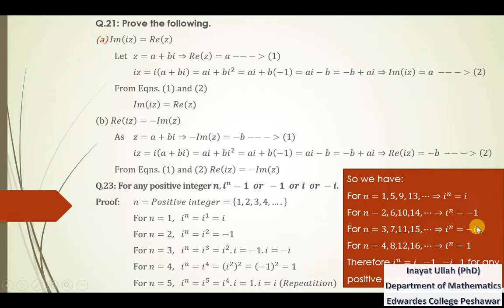So these answers will be repeated for all those values. Therefore the answer of iota power n is one of these 4 numbers for any positive integer n. So that is the proof of this question.